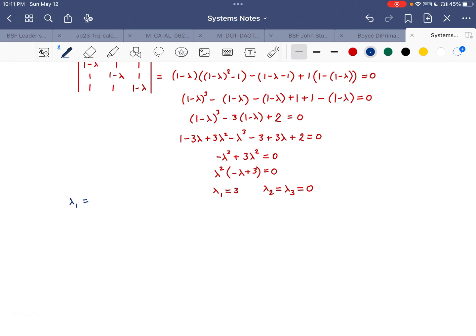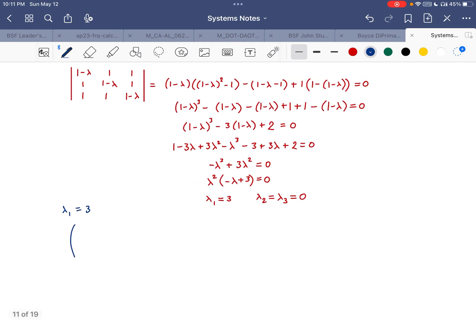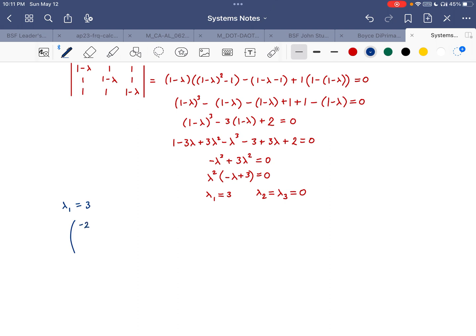So let's start with 3 and see what that does for us. We'll go back to that original system, putting 3 in where it belongs. So that'll end up being a negative 2 on the diagonal in all of those spots, times x1, x2, x3. And now, when we were doing 2 by 2 systems, there was some redundancy, like one row was just exactly redundant with the other, just like a scalar multiple.